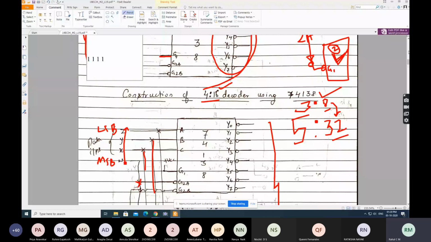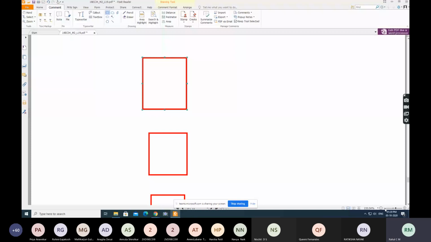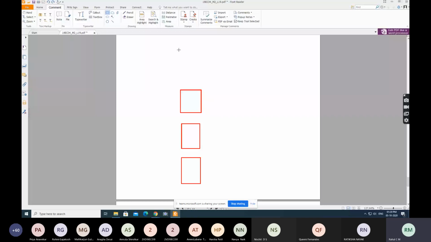I will be using 4 ICs. Correct? Are you able to see the IC? Yes, sir. Fine. Here, there are 4 ICs here.